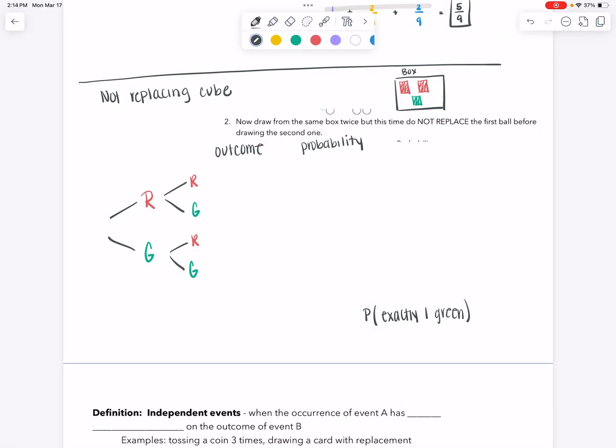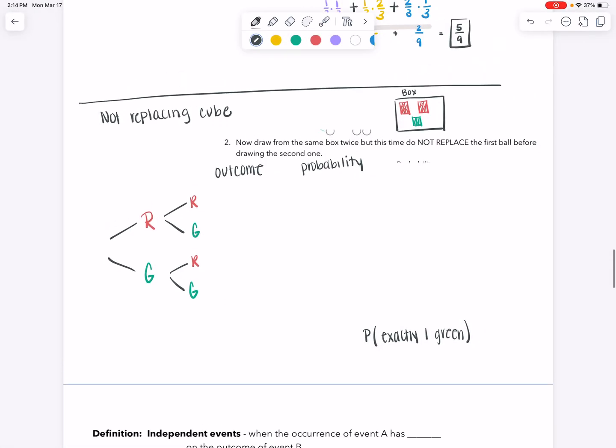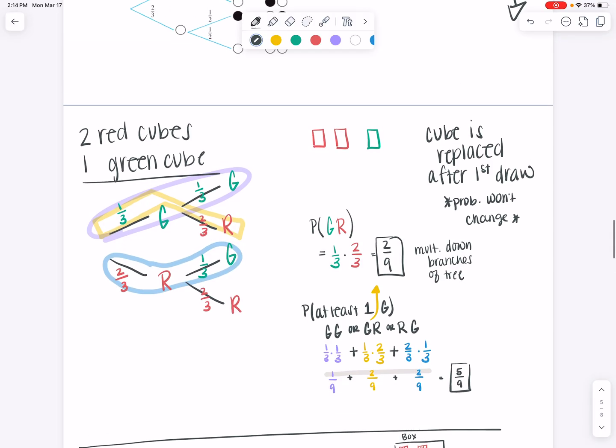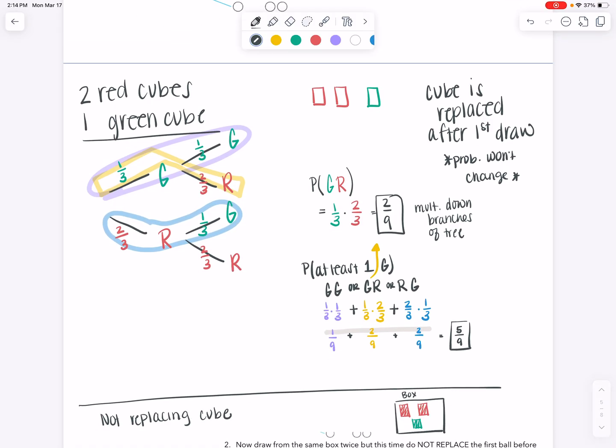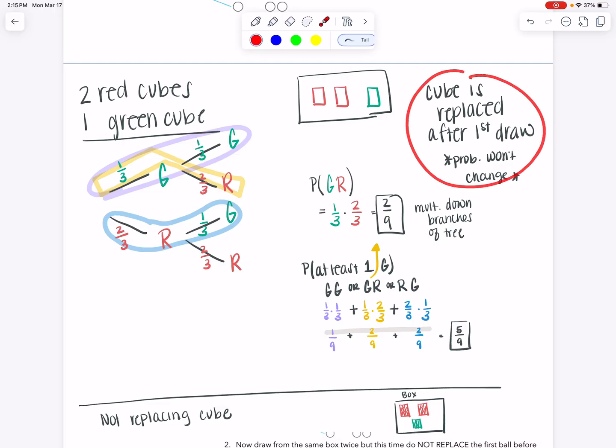All right, guys, so I wanted to look at this example from our notes. Previously, we had done an example where we had 2 red cubes and 1 green cube all in a box, and you can see them here. And we went through and we found the probabilities for each spot on the tree if the cubes had been replaced. So I drew a cube and then I replaced it after the first draw.